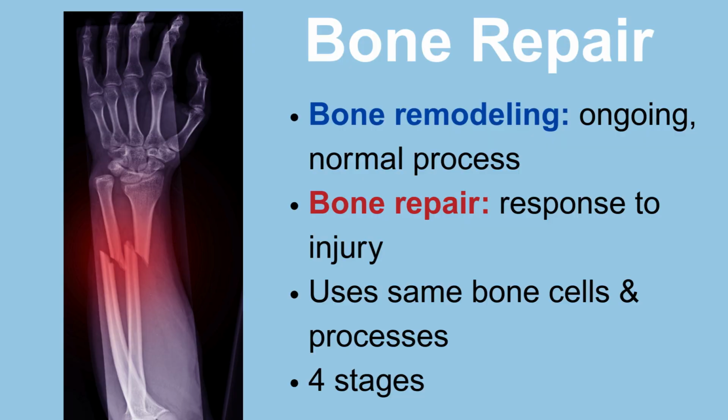We've talked about bone remodeling and calcium homeostasis, processes that happen continuously to maintain bone strength and balance our calcium levels. But when a bone is injured or fractured, the body shifts from routine remodeling to a focused repair process. Bone repair uses the same cells we've already discussed, osteoclasts and osteoblasts. But now they work together in a specific sequence to heal a break. Let's walk through the 4 stages of bone repair.